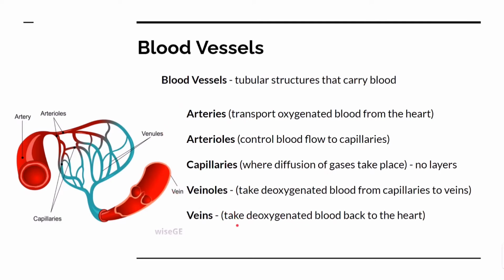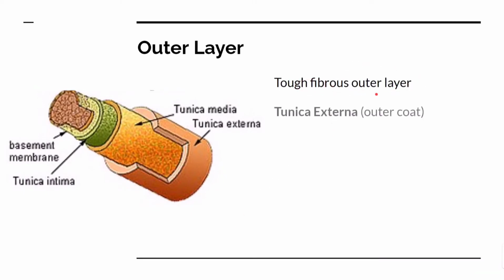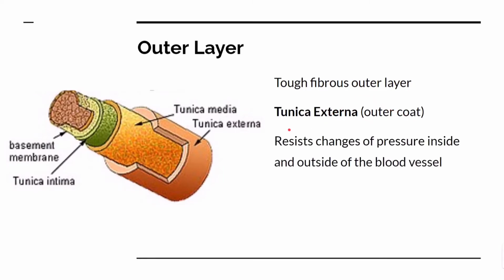So the first layer is the outer layer, a tough fibrous outer layer called the tunica externa, which translates to outer coat. This tough fibrous outer layer is there to resist the changes in pressure inside and outside of the blood vessel. Resisting this pressure makes sure that the blood vessels stay intact, they're not harmed, and the blood can flow easily.